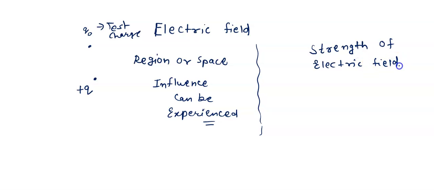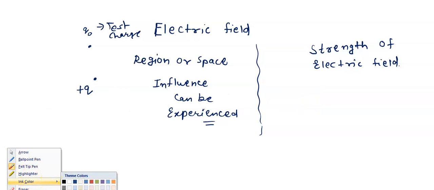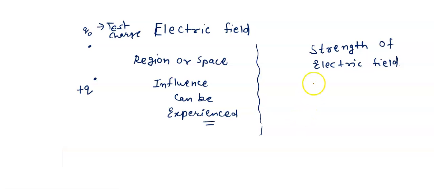Okay, now the strength of electric field is defined by a term which is called electric field intensity. This is the term which actually gives us the idea about the strength of the field at a place. Okay, and how do we define it?